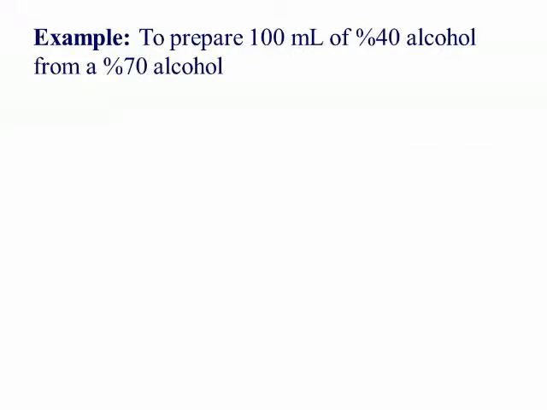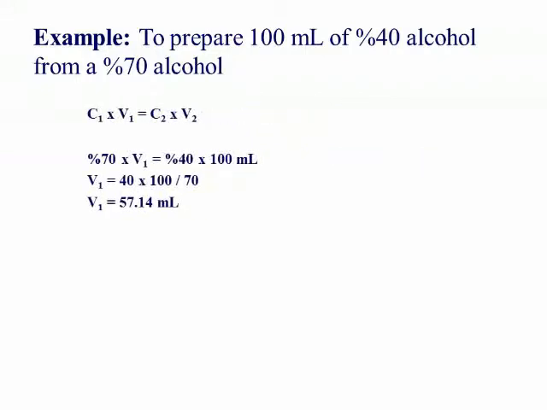Let's say we want to prepare 100 milliliters of 40% alcohol from a 70% alcohol. What do we know? We know our concentration of the first solution. We have a 70% concentration, but we don't know how much of it we should use, so we don't know V1. We know the concentration 2, it is 40%, and we know the final volume, it is 100. So simply by putting it in the equation, we find that the volume we need is 57.14 milliliters.